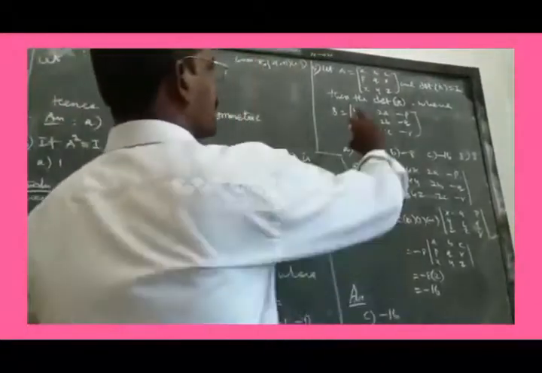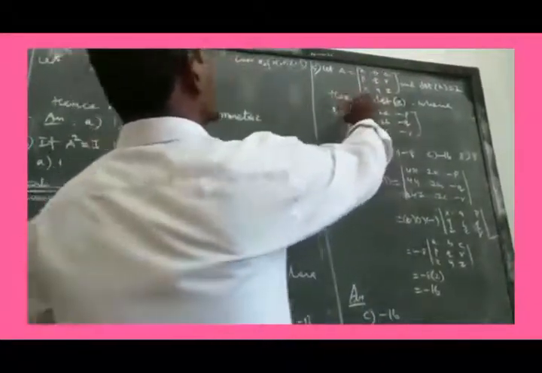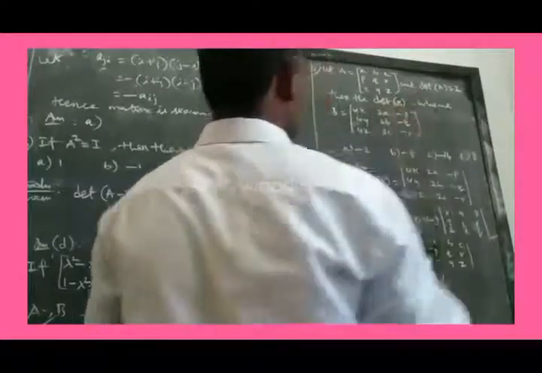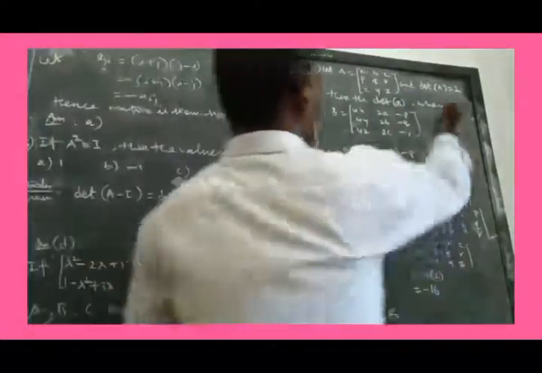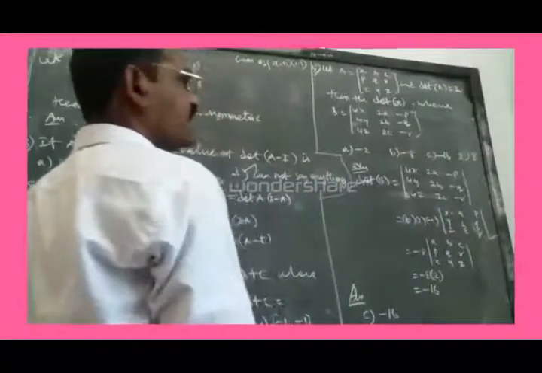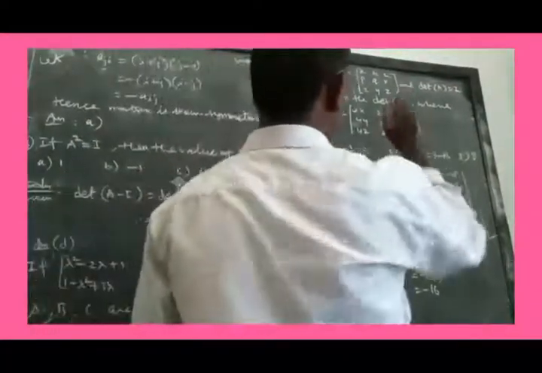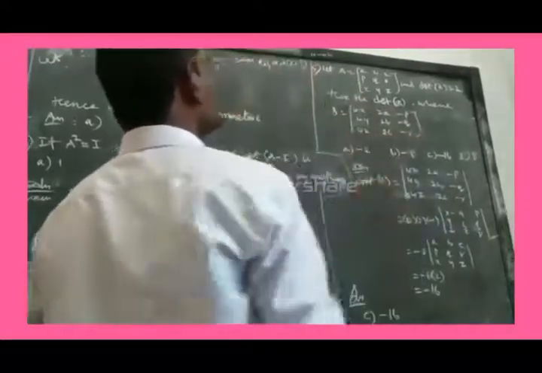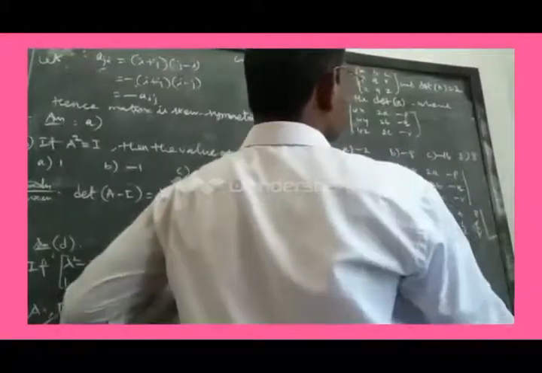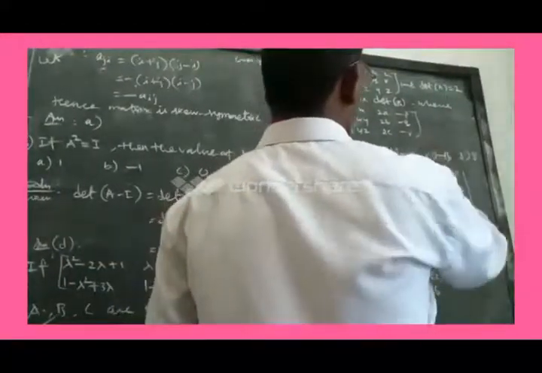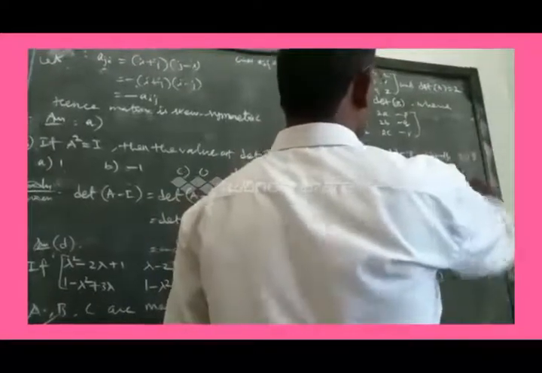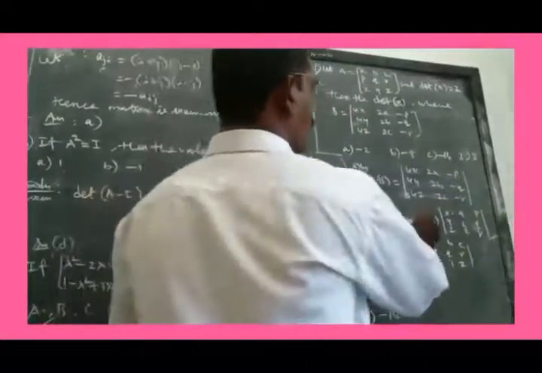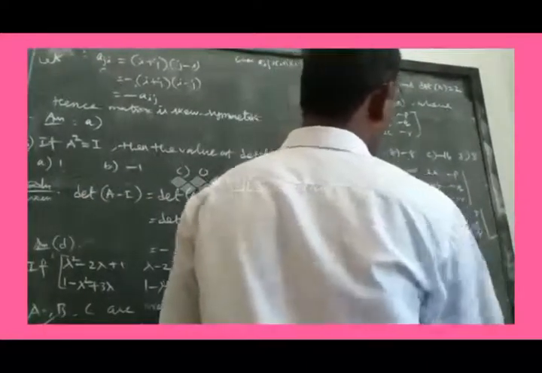Solution: determinant of B. In the question, given A and B, find determinant of B. So the determinant of A value is 2. Then the determinant of B, taking determinant in B equal to, taking 4 out, 2 out, and minus 1 out from the determinant. 4 into 2 into minus 1 is minus 8.